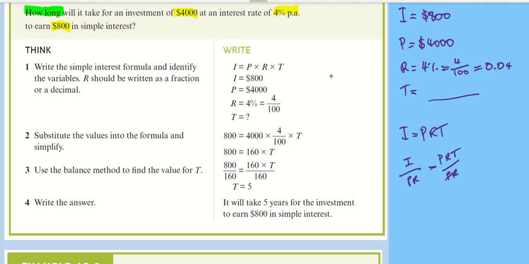Now any number divided by itself is going to be 1. So I can just divide both sides by a constant amount, which is both the same on the left and the right hand side of the equation, and it will be all fine. Now I'm just going to write this with the T on the left hand side, so we're going to go I over P R. Now I can just substitute and solve. So I over PR, so we've got $800 over the principal, which is 4,000, times the rate, which is 0.04.